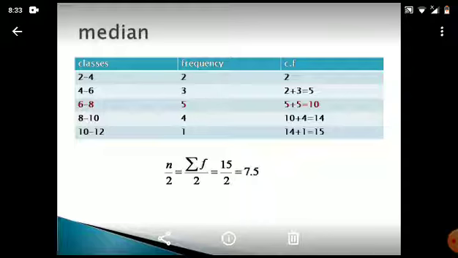Now L is the lower class boundary, that is 6, and H is equal to height, that is obtained by subtracting as in the previous case, that is H is equal to 2. There is a gap of 2, an interval of 2.